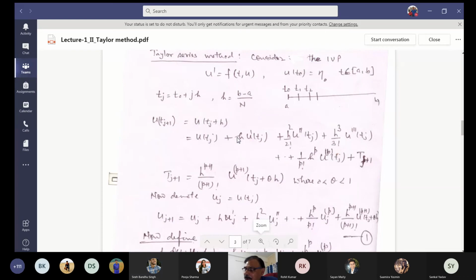So what will u double prime be? It means d by dt of u prime, but this is d by dt of f(t, u(t)). This is a function of two variables. You have read this chain rule. So what is d by dt of f(t, u)? First we take u as constant and differentiate f with respect to t, which gives del f by del t.